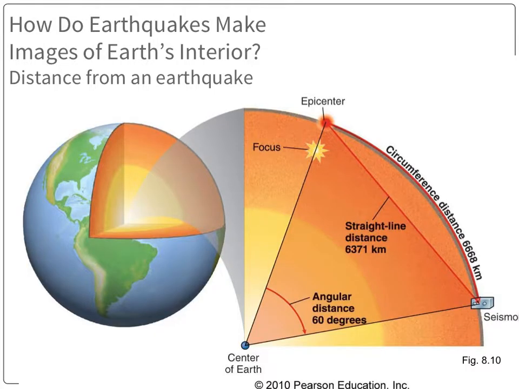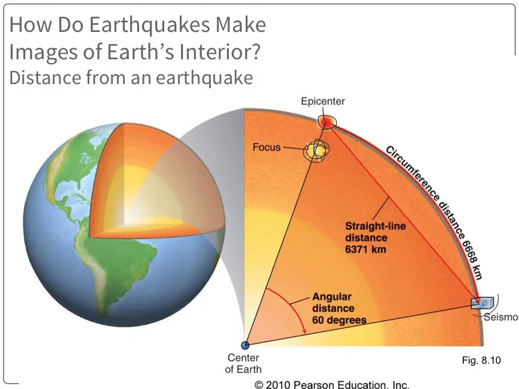Okay. So, here's just a more reasonable example. We have the earthquake occurring down here. We identify the surface of the Earth above the earthquake as the location of the epicenter.